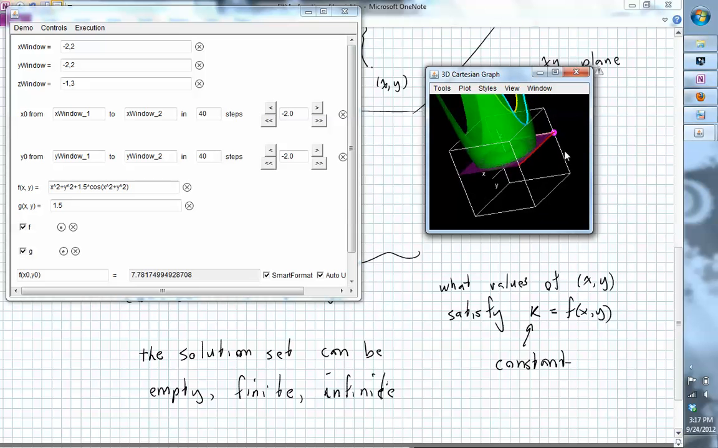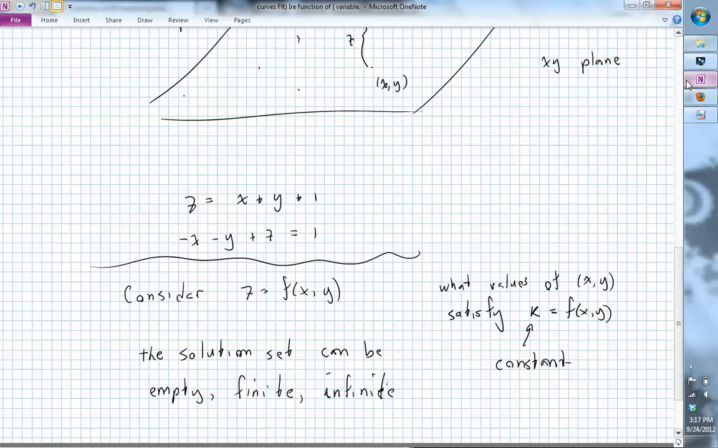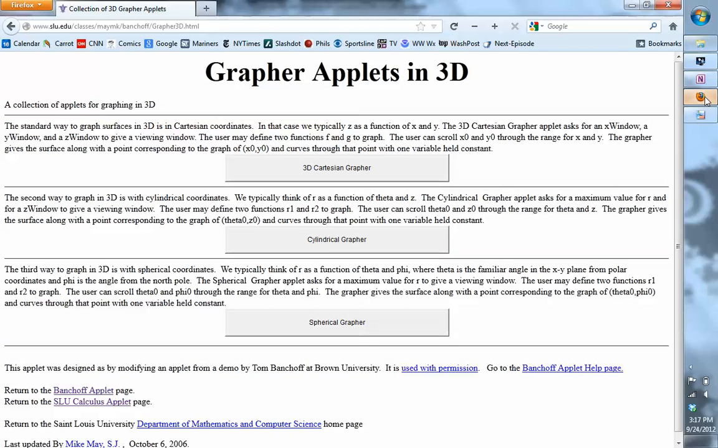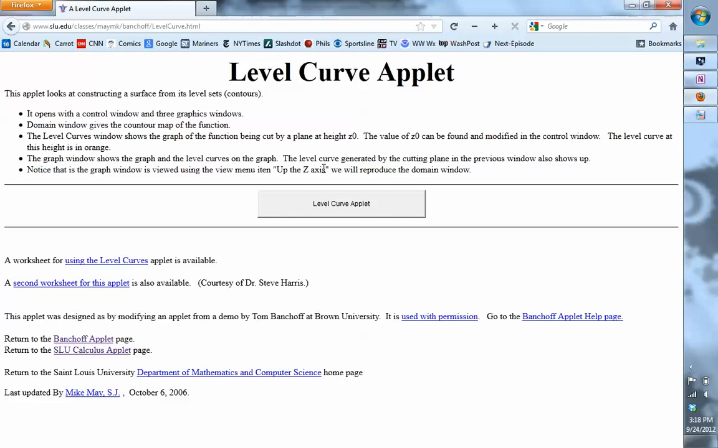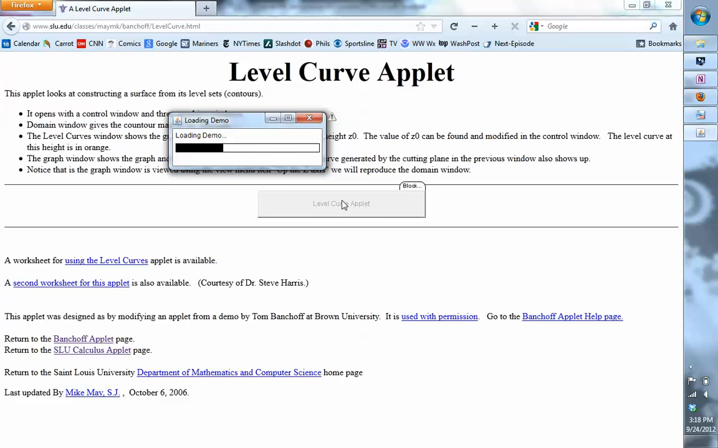So this is not the best way to visualize level curves. This segues into the next application. So let me close this, and let's go look at the other application, which is also linked on the web page, Level Curves Plotter. Really similar interface. It's also Java. It's the same website. But hold on to your hats, because there's going to be a lot of stuff flying at you in a minute.